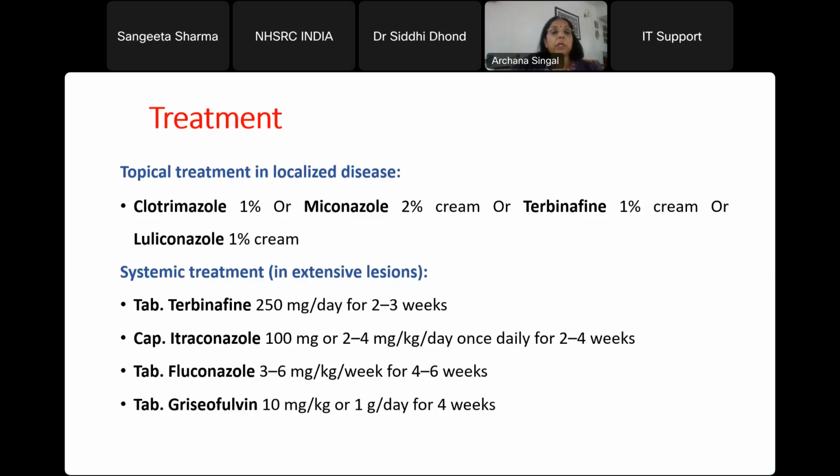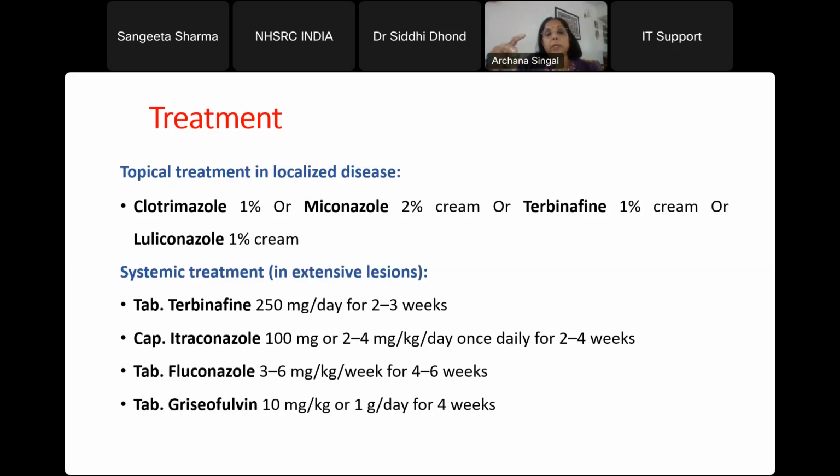So treatment for the localized disease, you give creams for at least 2 to 4 weeks. Clotrimazole 1% or miconazole 2% or terbinafine 1%. They are all available to be applied twice daily for 2 weeks. The rule of 2 is there. For 2 weeks, 2 centimeter beyond the margin, and after the lesion has resolved completely, 2 more weeks. So it's a rule of 2.